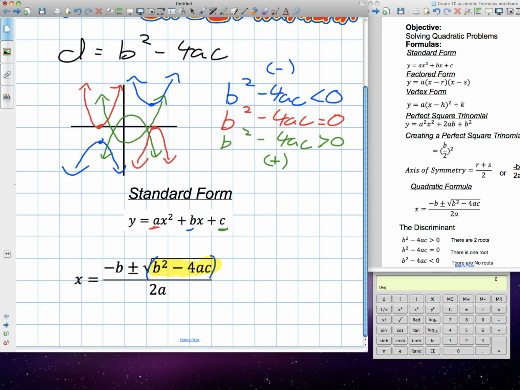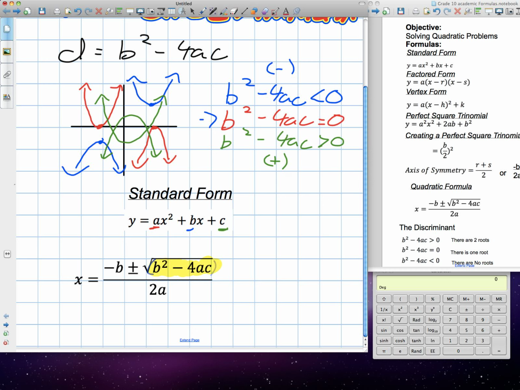Now, the reason these make sense, I want you to think back of when you've actually used the quadratic formula. If you get a number less than 0 or negative, am I able to continue with the quadratic formula? No. So that means I have no roots, right? We're unable to find any of them. Why? Because we can't square root a negative number.